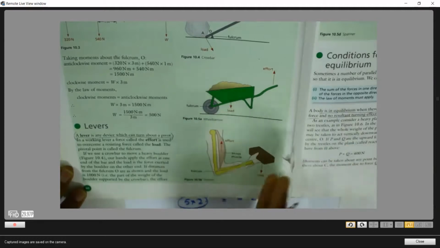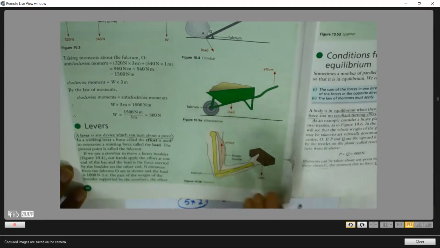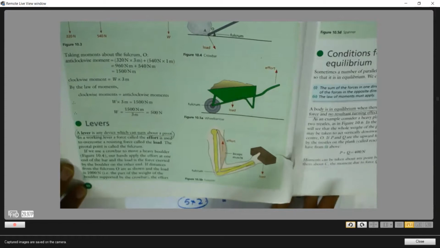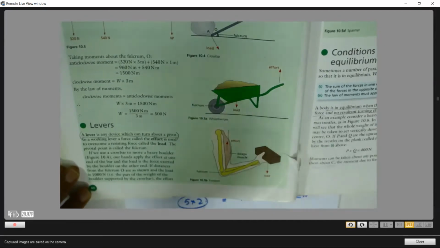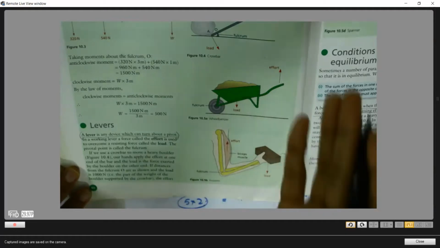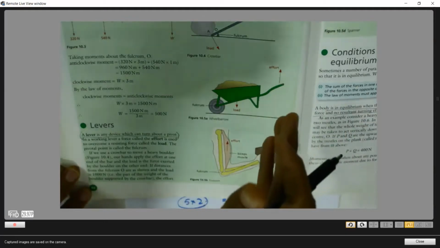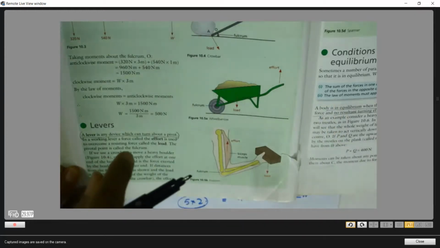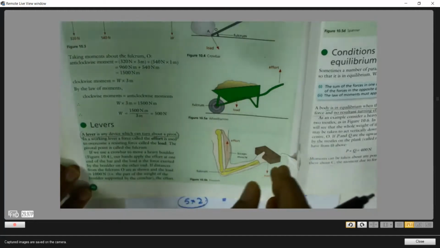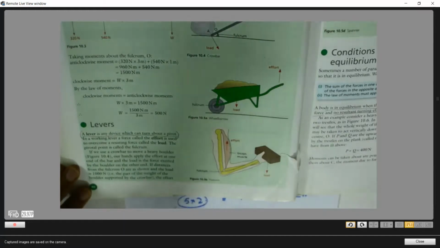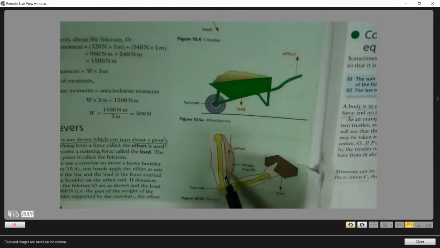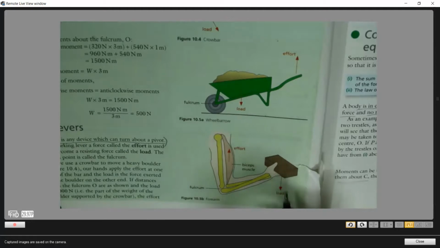Okay, so if they give you a diagram, for example, and they ask you to label the effort and load, how are you going to decide which one is effort and which one is load? Just see, where are you applying a force? Where are you doing a job? Wherever you have to apply a force, or wherever something has to apply a force, that will be the effort. And then you decide what force is resisting it. That will be the load. So here in this case, the work is being done here, so this is the effort. This is resisting, so this is the load.